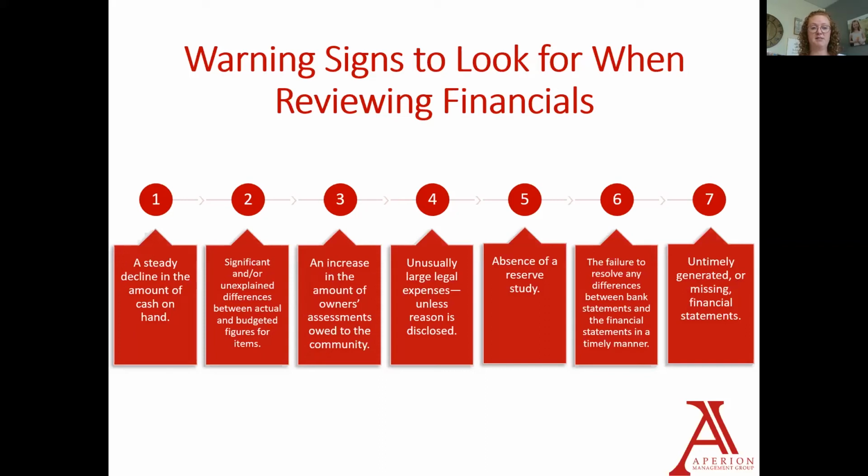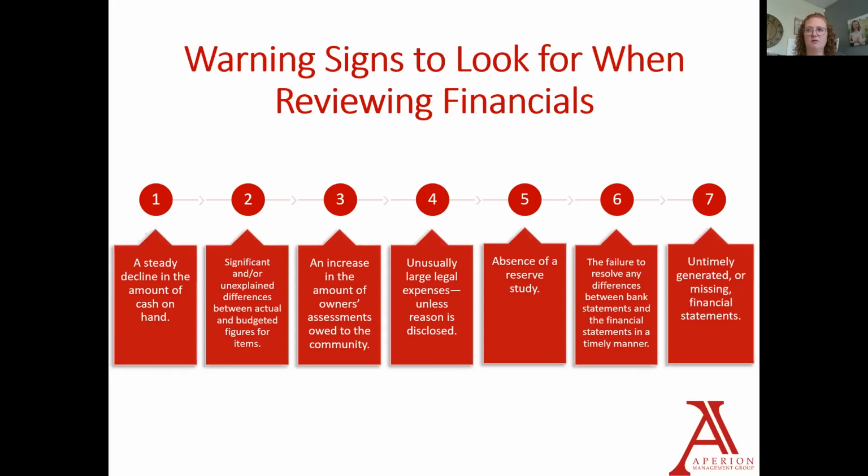Are we seeing water bills go through the roof? Have we had our landscaper hit us with an unexpected increase? There needs to be some explanation on this, and as a board, an understanding of it. Is this going to continue, or should we make a change? Significant or unexplained differences between accrual, actuals and budget figures are always something you want to pay attention to. Did we have an unexpected expense, or did we miss something?